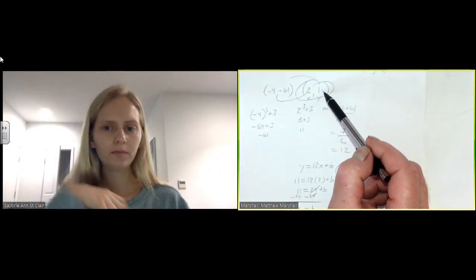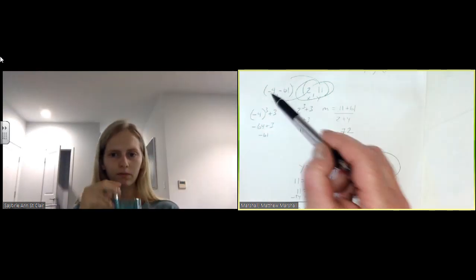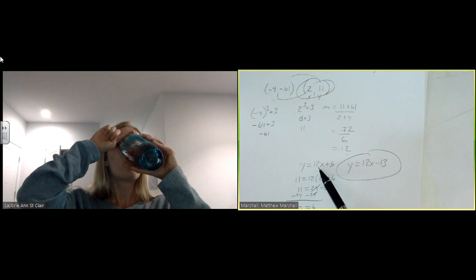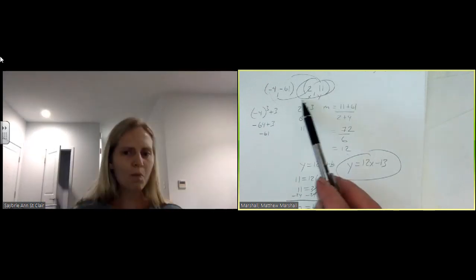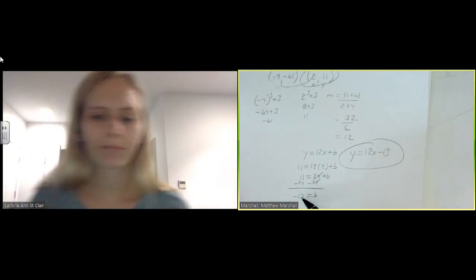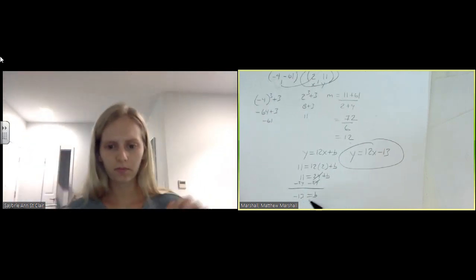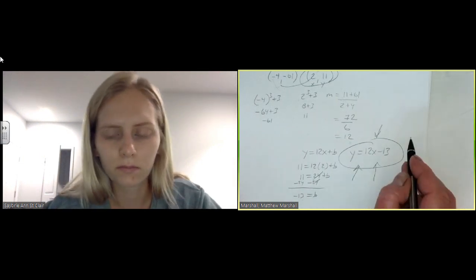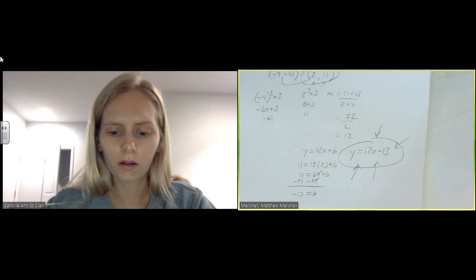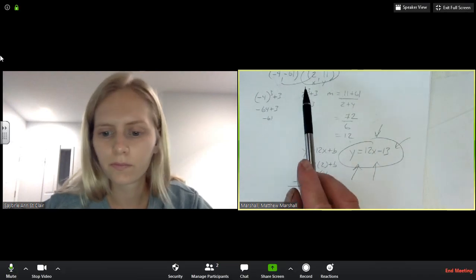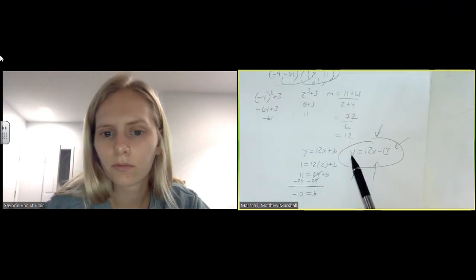11 minus 61 over 2 minus 4 gave me a slope of 12. Put that in for m. Used this point for x and y. Plugged in y for 11. Plugged in 2 for x. Solve for b. And after all that, taking that b, -13, and that slope, I'm pretty sure your equation of that secant line is right there, 12x minus 13. And again, I got that by finding those 2 points and then finding the equation to those 2 points.